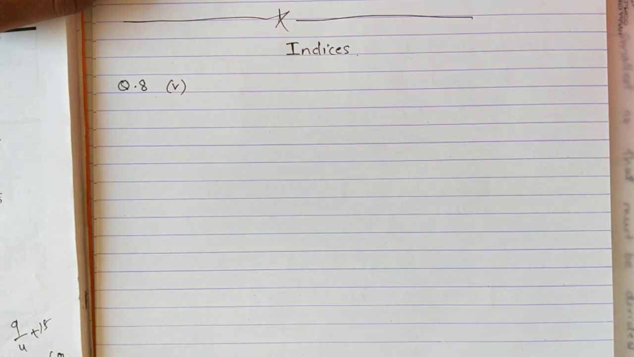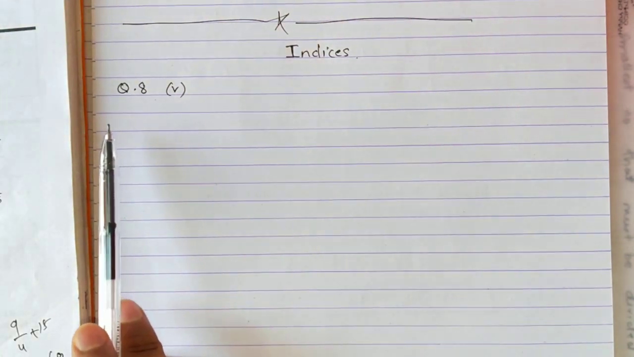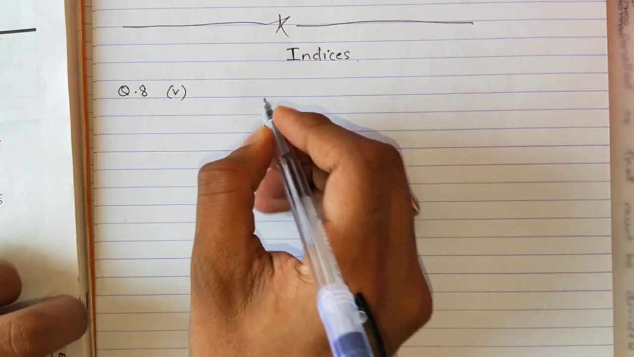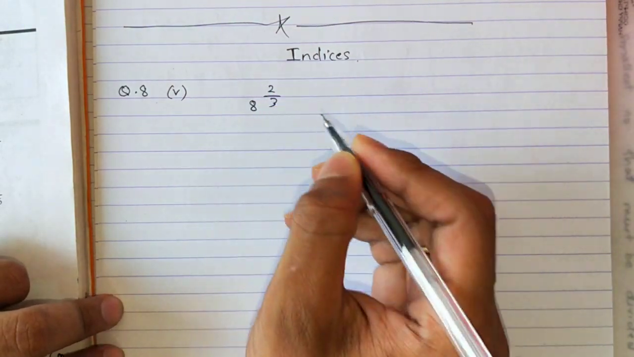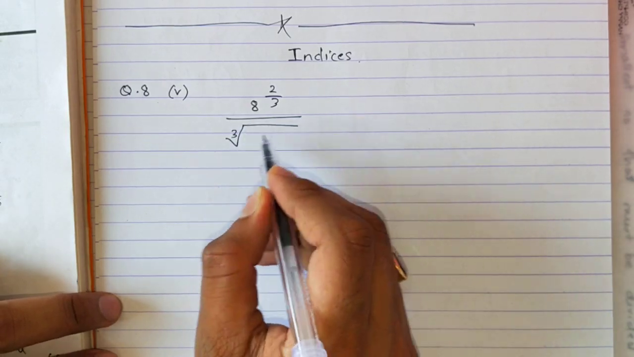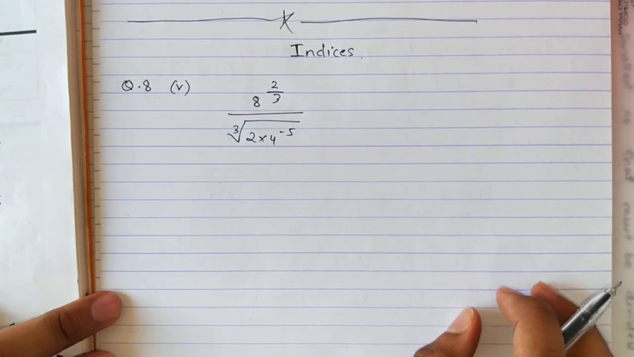Hello students, so we were on indices, question number 8, we completed till sub question 4. Let's start with sub question 5. The question is 8 raised to 2 upon 3 upon cube root of 2 into 4 raised to minus 5. This is the question.